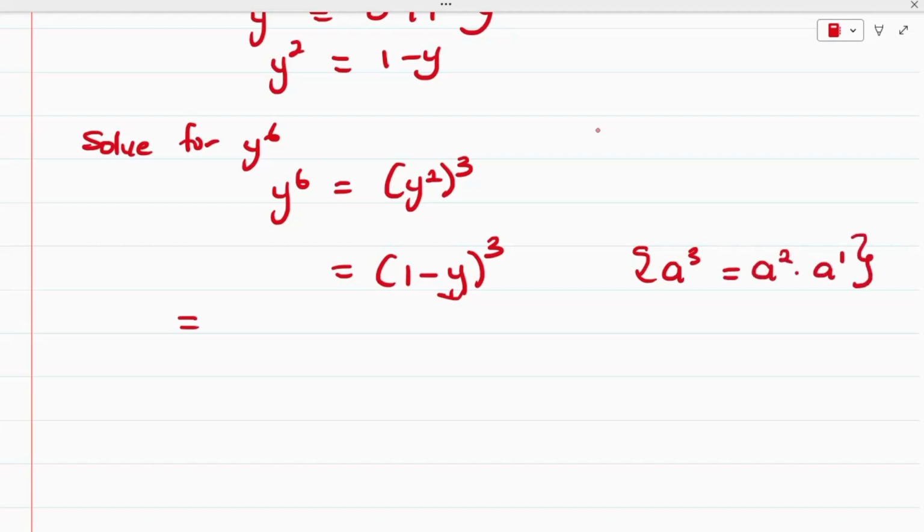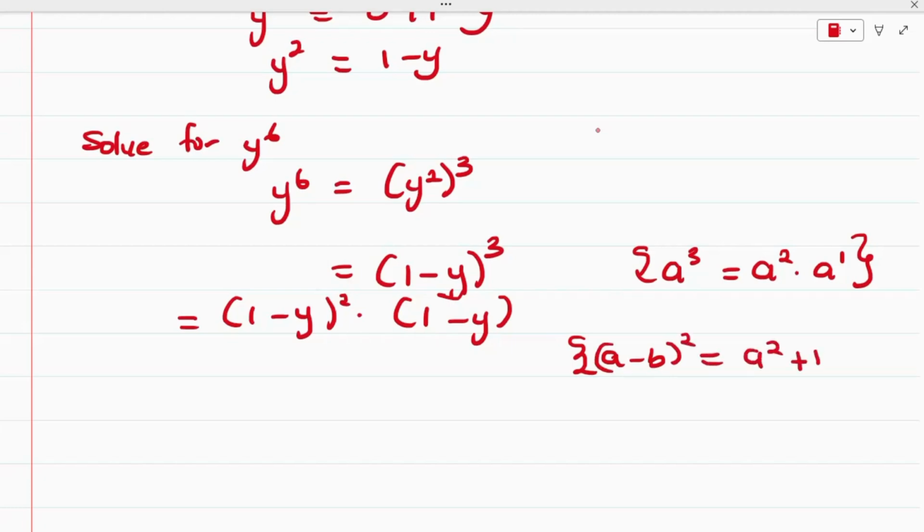So I'm going to expand this in this format. We have this to be (1 - y)^2 multiplied by (1 - y). So from here, we want to simply expand (1 - y)^2, and expanding this, if we have (a - b)^2, this is equal to a^2 + b^2 - 2ab.